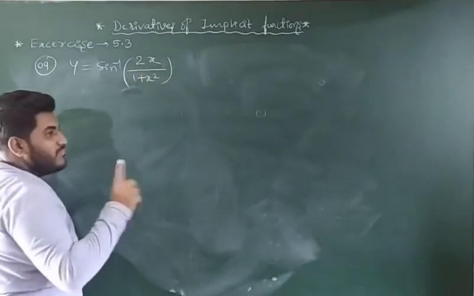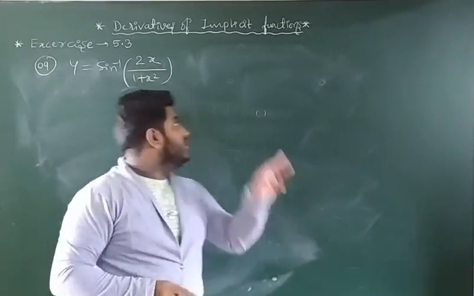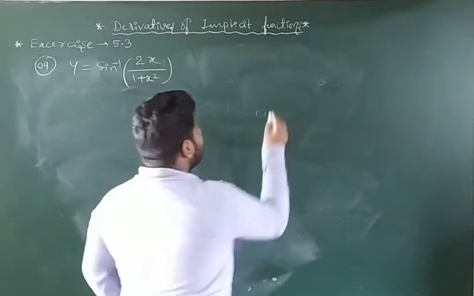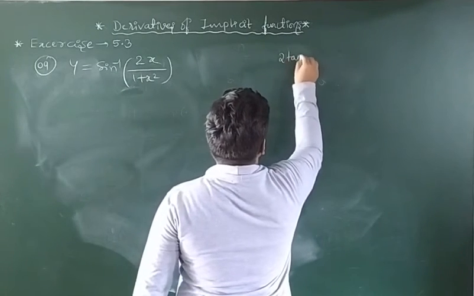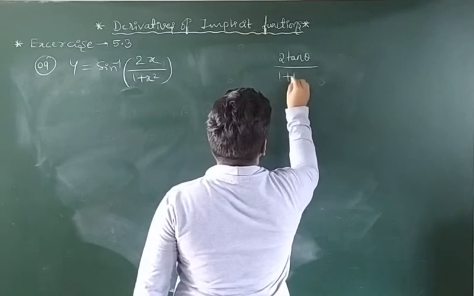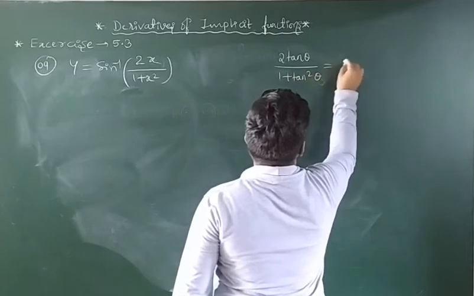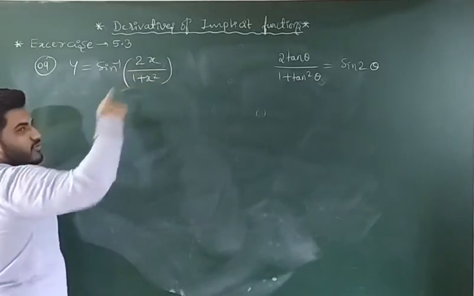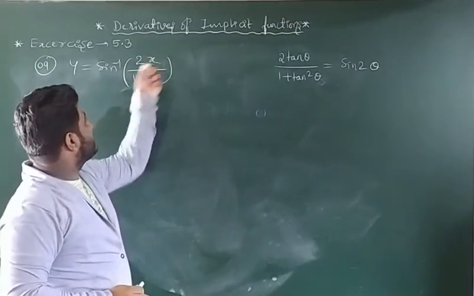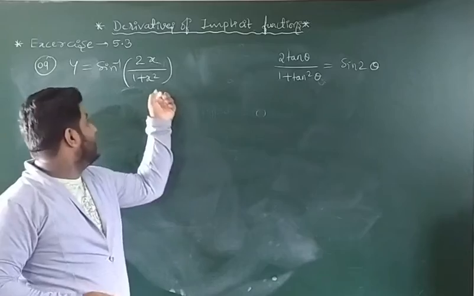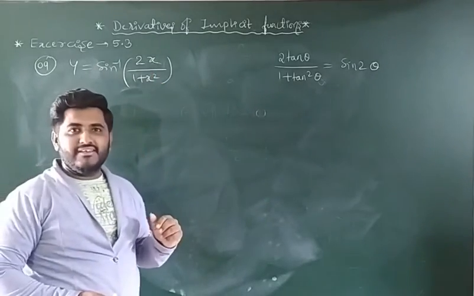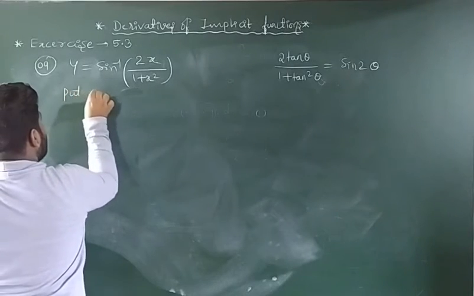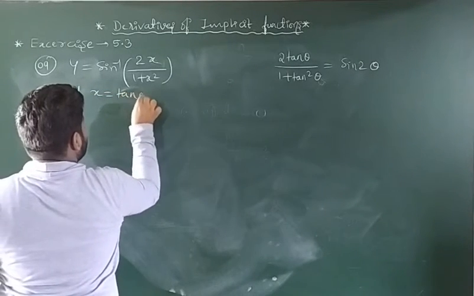So in place of x, if you put tan theta, what happens? 2 tan theta divided by 1 plus tan square theta. This is nothing but sin 2 theta, the formula they have given. If you put x equal to tan theta, we are getting sin 2 theta here. Sin inverse gets cancelled, theta we are getting. We can get the answer easily. So put x equal to tan theta.